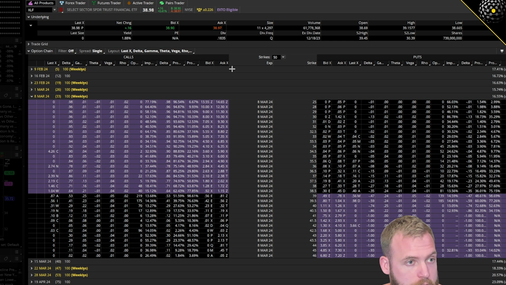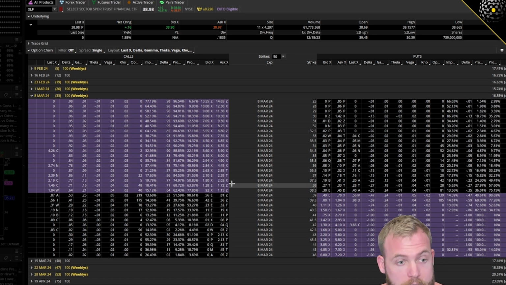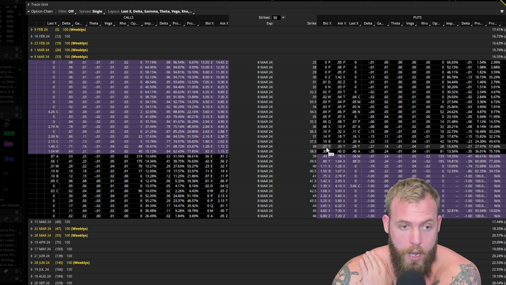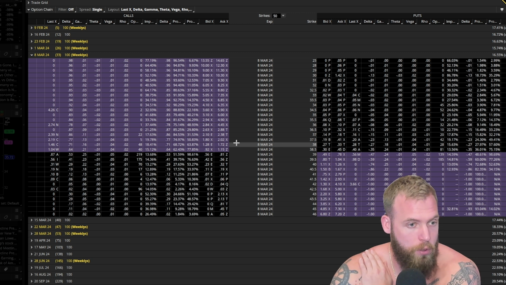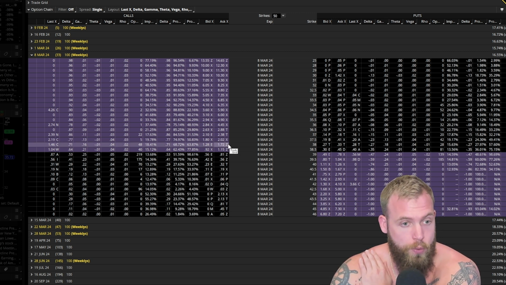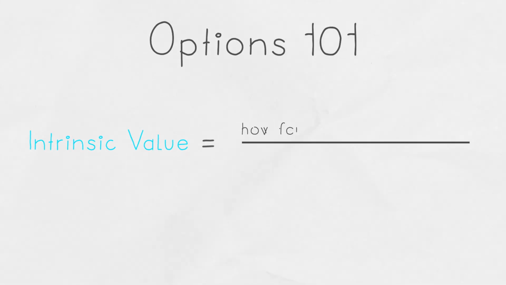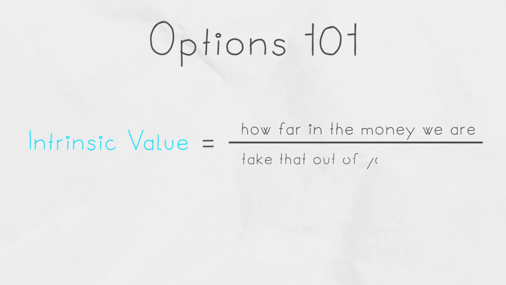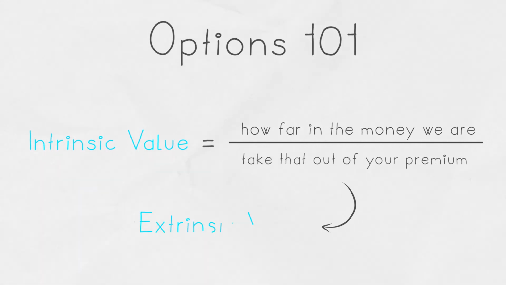That's a little bit of a different scenario. We need to see if there's a dividend. We need to see how much extrinsic value is left in the options. Kind of a different video concept, but that's an overview of that at least. Then we want to figure out how much is intrinsic and extrinsic value. And if you remember your options 101, you figure out your intrinsic value by how far in the money we are. Take that out of your premium, and then whatever's left is your extrinsic value.